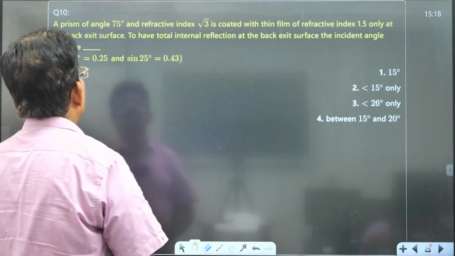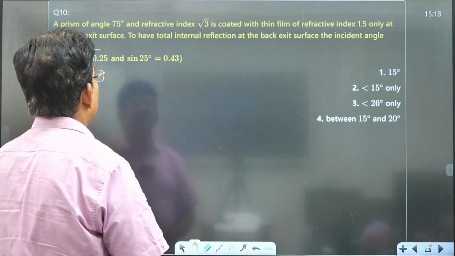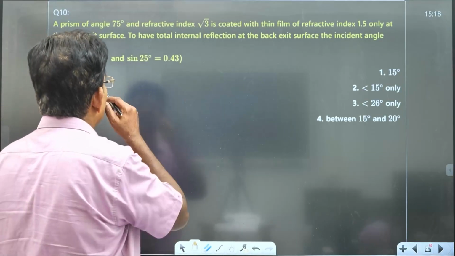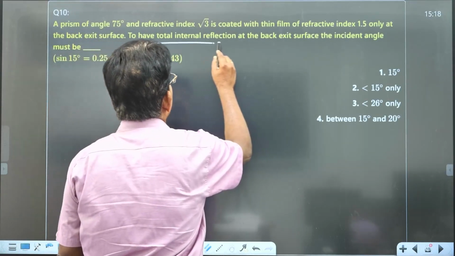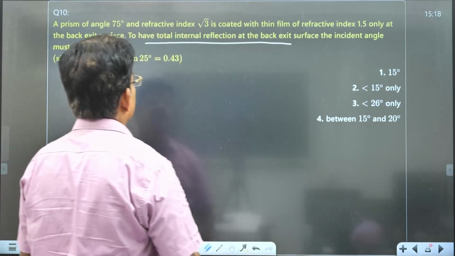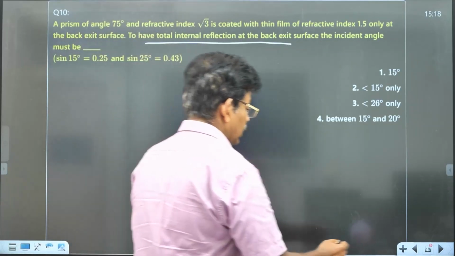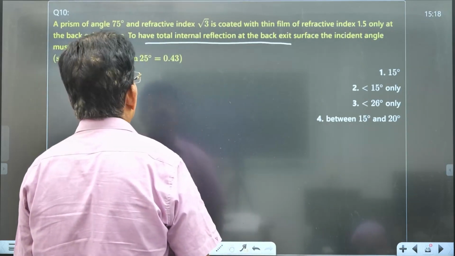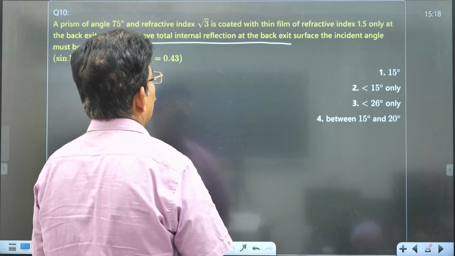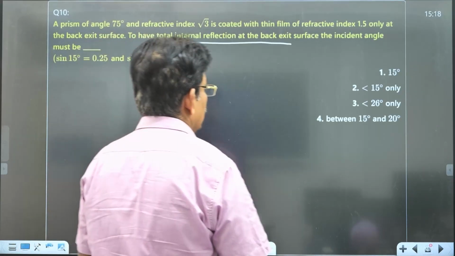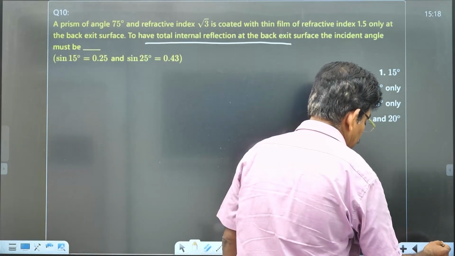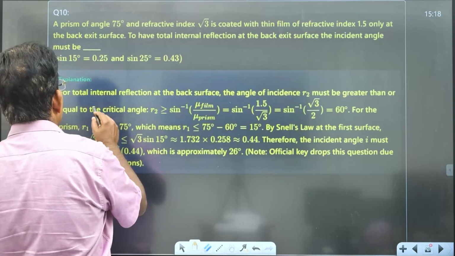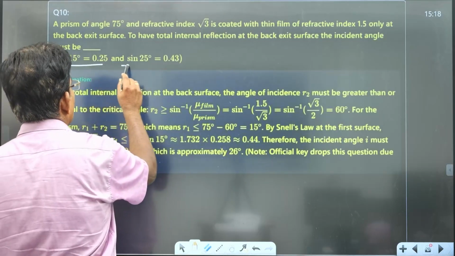Okay, now a prism of 75 degree and refractive index root 3 is coated with a film of refractive index 1.5 at the back surface. To have total internal reflection at the back surface, the incident angle must be what? Let us see what things are given to you. Refractive index mu, angle of prism 75 degree, the back side is coated with a material of refractive index 1.5, and total internal reflection takes place there. So let us go to the explanation.